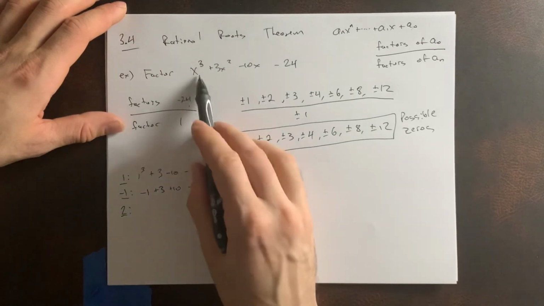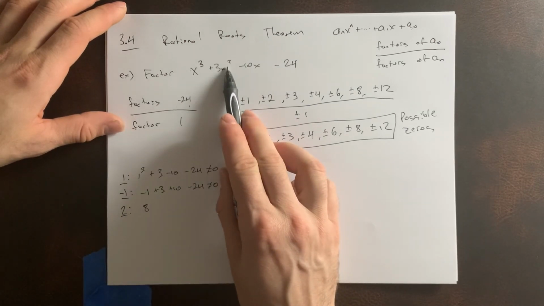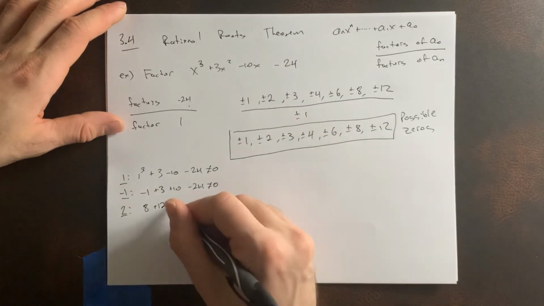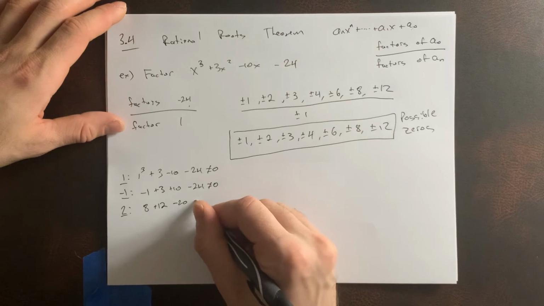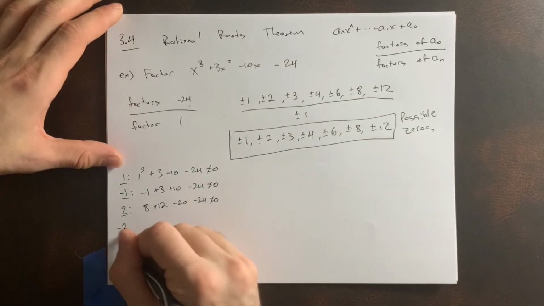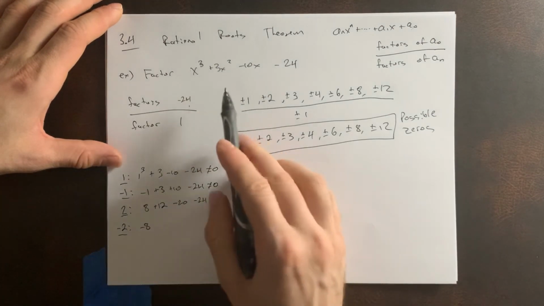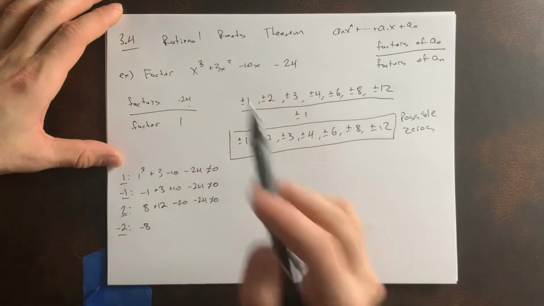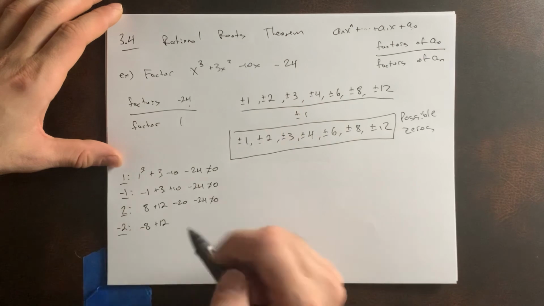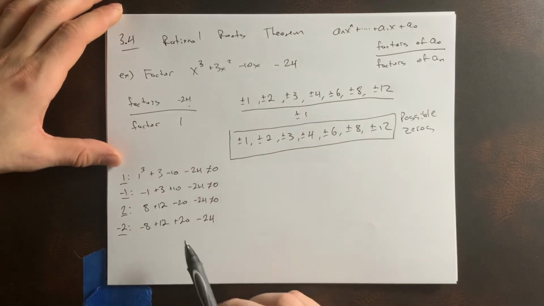Okay, so 2 cubed is 8. 2 squared is 4. 3 times 4 is 12. And then we're going to get minus 20, and then minus 24. But again, that doesn't equal 0. So let's try minus 2. Minus 2 cubed is minus 8. Again, minus 2 squared is 4. Then times 3 is 12. That's going to be minus 2, so that's going to be positive 20. And then minus 24. So does this one work?